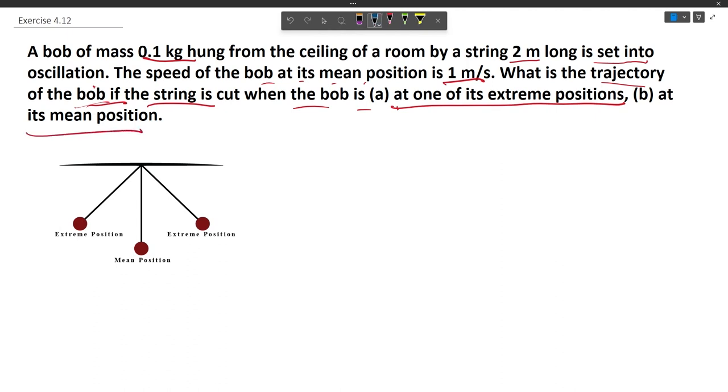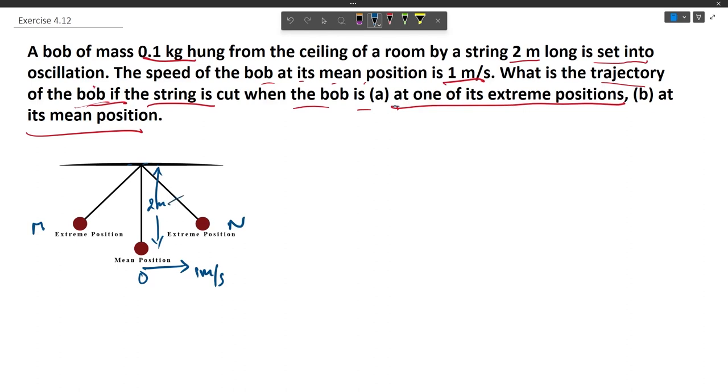So basically what we have to do here is, this is the ceiling and this is the string which is 2 meter long, and the speed of the bob at its mean position is 1 meter per second, and since it has a speed, it will go to some height at its extreme position. Let us say the extreme positions are represented by M and N, and the mean position by O. Now the first part of the question asks what will be the trajectory of the bob if the string is cut when the bob is at one of the extreme positions, so either this position or this position.